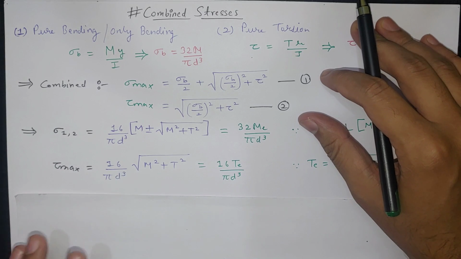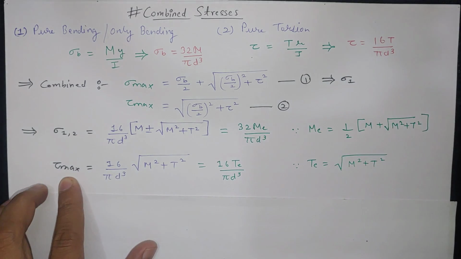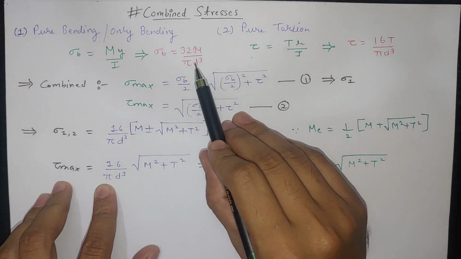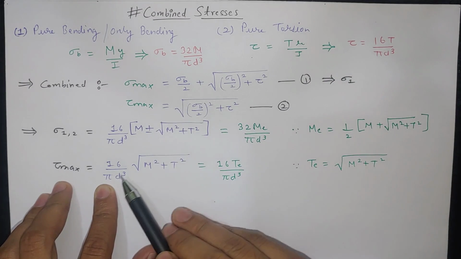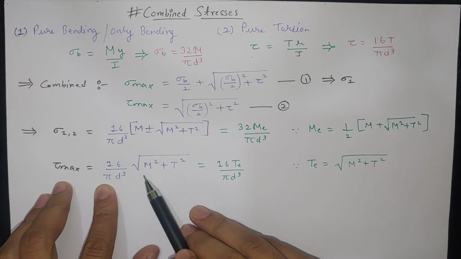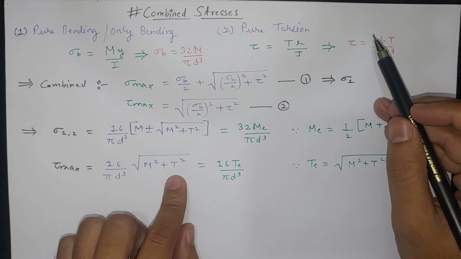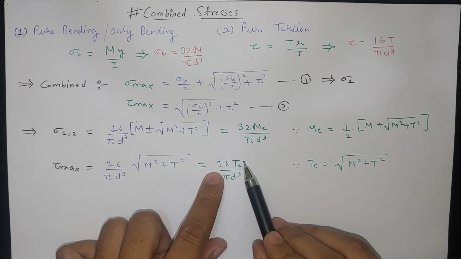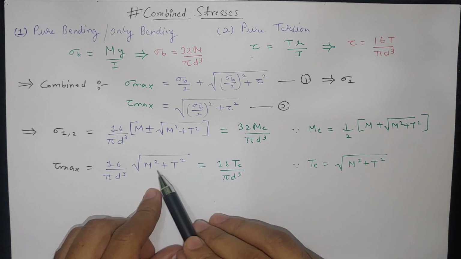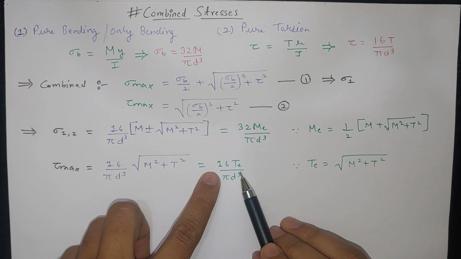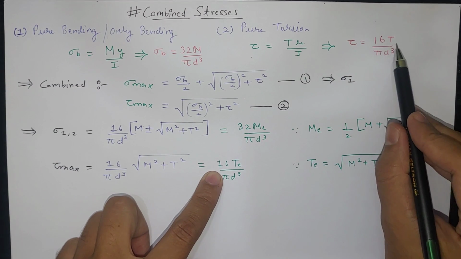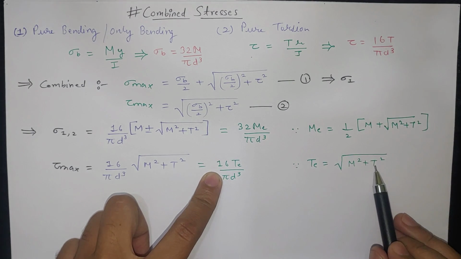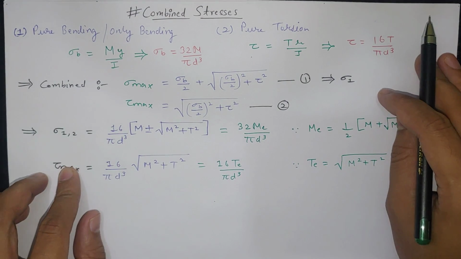For the shear stress, tau maximum we can calculate from this formula. If we put both these formulas into the tau max formula, then we get 16 by pi d cube times under root of M square plus T square, which will be equal to 16 T equivalent by pi d cube, because T equivalent is under root of M square plus T square. This is exactly the same as this formula. Here T is for pure torsion, and here T equivalent is for combined bending and torsion. So this is how we have to calculate combined stresses.